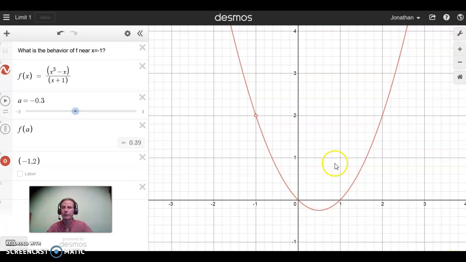Here we're looking at the graph of f of x equals (x cubed minus x) over (x plus 1). And the question is, what's the behavior of f near the point x equals minus 1? You can take the limit of any old function at any old point, but it turns out that limits are only interesting at points that either aren't in the domain of the function. Notice if you try and calculate f of minus 1, you would get 0 in the bottom of a fraction here, so minus 1 is not in the domain. Or at least something else interesting is going to be happening around that point.